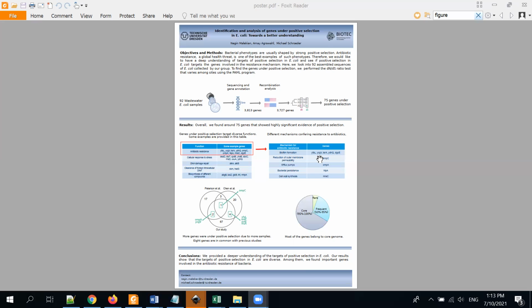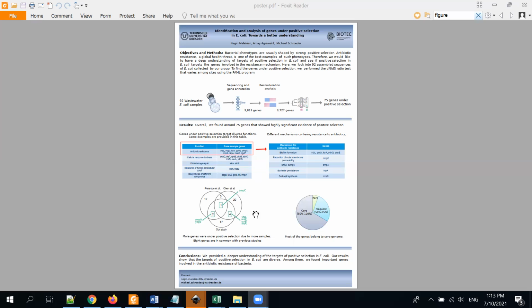Some other important genes are OmpC and OmpR. These genes are involved in efflux pumps, and they lead to reduction of absorption of antibiotic by the cell.